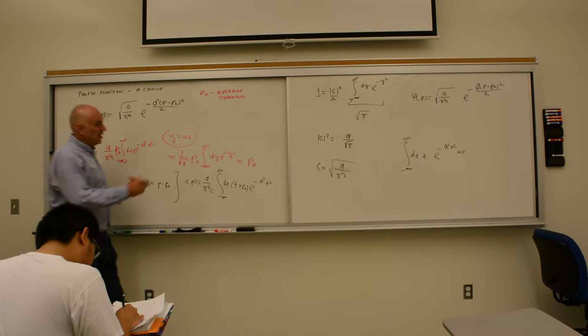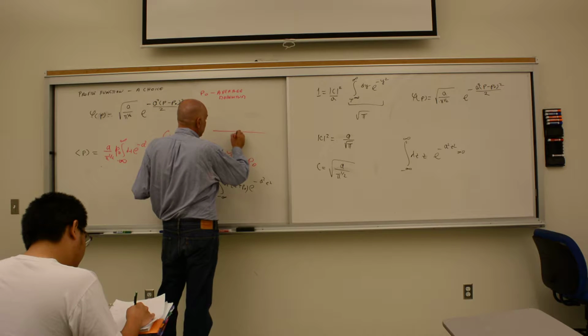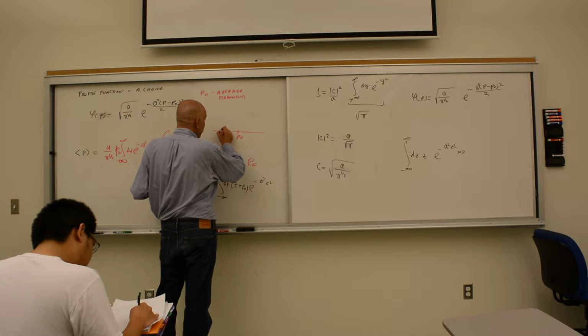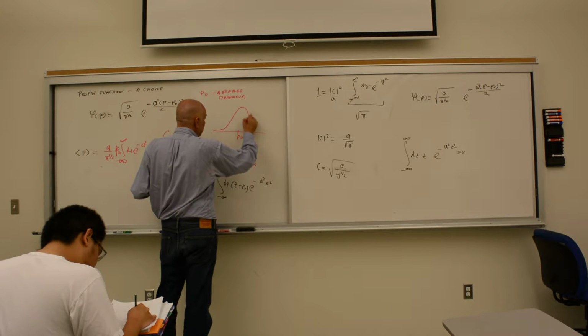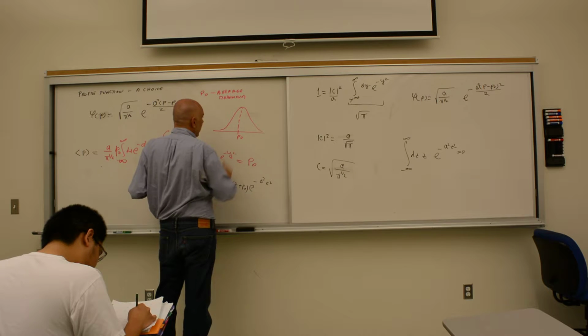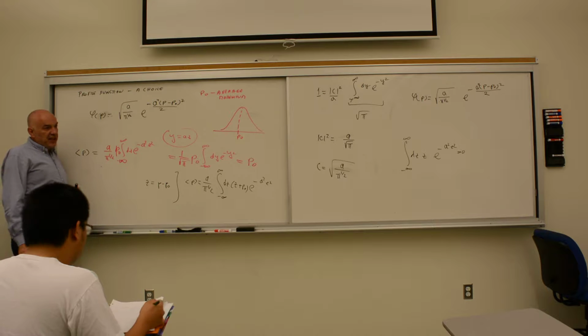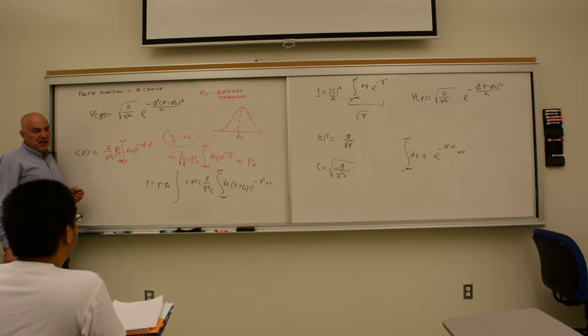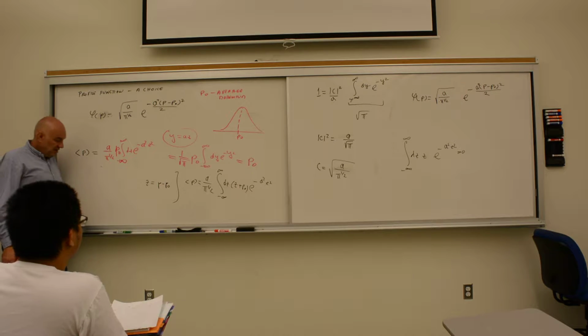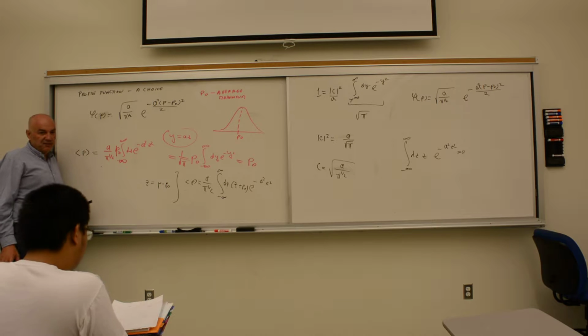This being Gaussian, which means it peaked at p0. And then you can probably guess what k is. It's a standard deviation, right? Well, let's compute that.